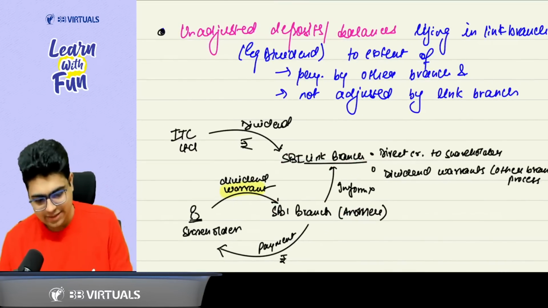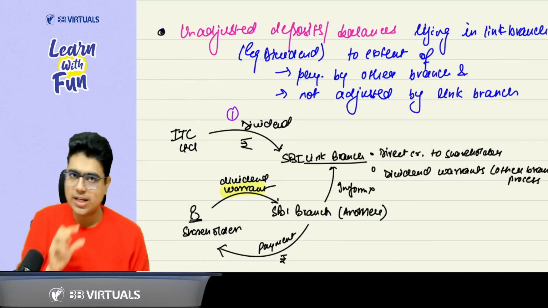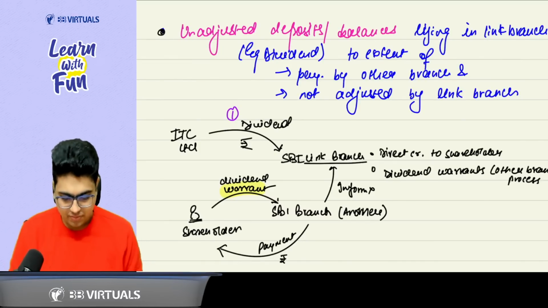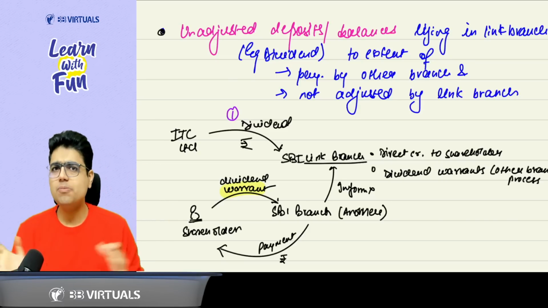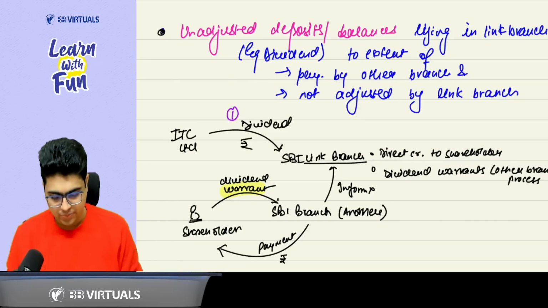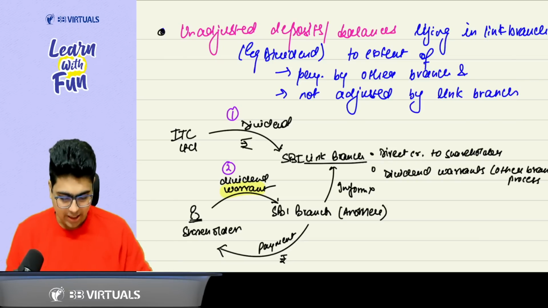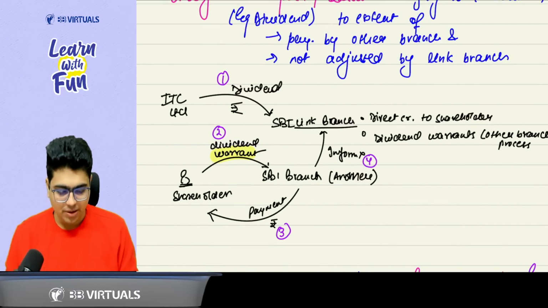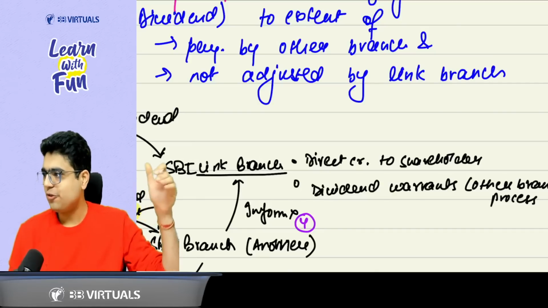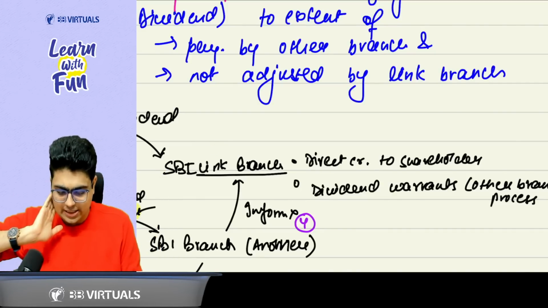Just understand one thing. In the first stage, ITC Limited credits the dividend to the SBI link branch. Got it, sir. Then the shareholder could have got it as a direct credit to his bank account, but he got it through the dividend warrant. So the shareholder submitted the dividend warrant to another SBI branch. The other branch made the payment, but it failed to inform the SBI link branch. So this dividend amount is still unadjusted.